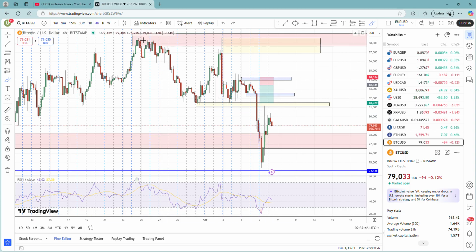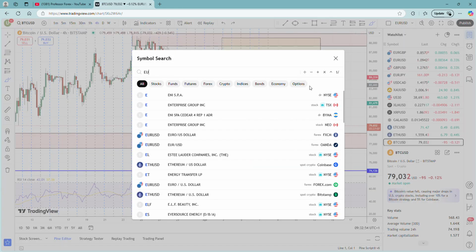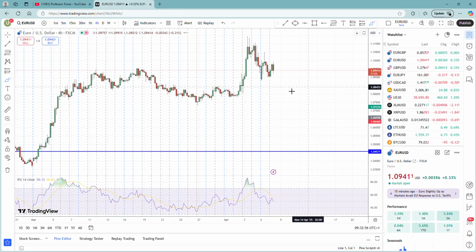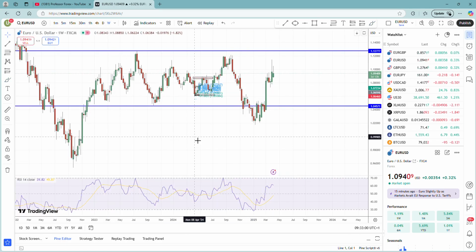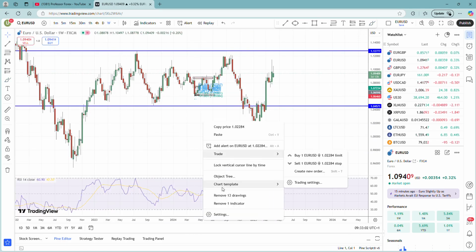So yeah, I just want to show you how easy your analysis can be and how you can manage it throughout the day. So let's get started on EURUSD. Start on the weekly time frame. Always start on the weekly. I'll start from scratch.